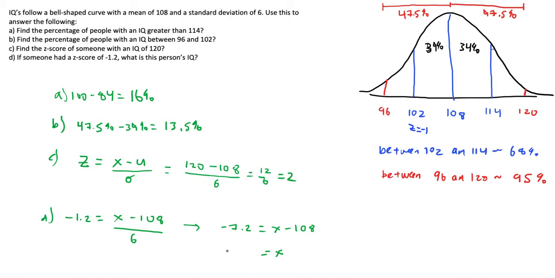100.8. We can leave it like that, or we can round it to the nearest whole number. We're dealing with IQs here. So hopefully that makes sense. Negative 1.2 should be about over here. If this person has a z-score of negative 1.2, then this person's IQ is approximately 100.8, or rounded to the nearest whole number, we can call that 101. Make sure you memorize this formula. It gives you the relationship between the mean, standard deviation, the data value in question, and the z-score.